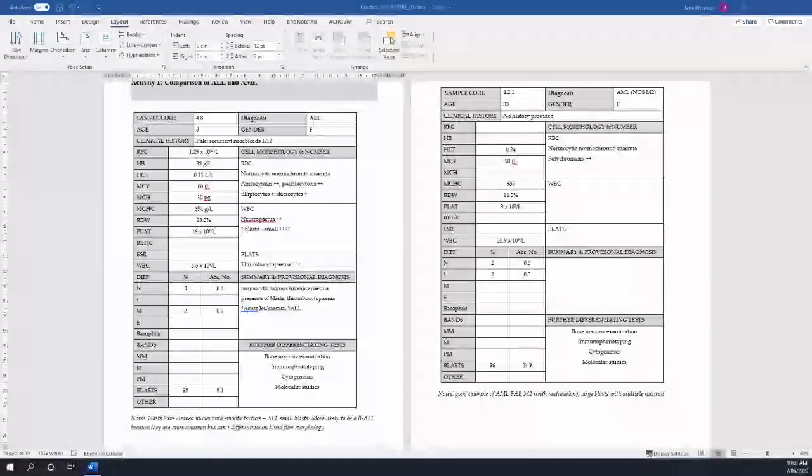Okay, so these are the two screens that we see. You can see that blood film 4.8 is an ALL, and blood film 4.2.1 is an AML. The things to really notice here are the clinical history. Can you see my arrow on the screen there? Yes, excellent. Thank you very much.